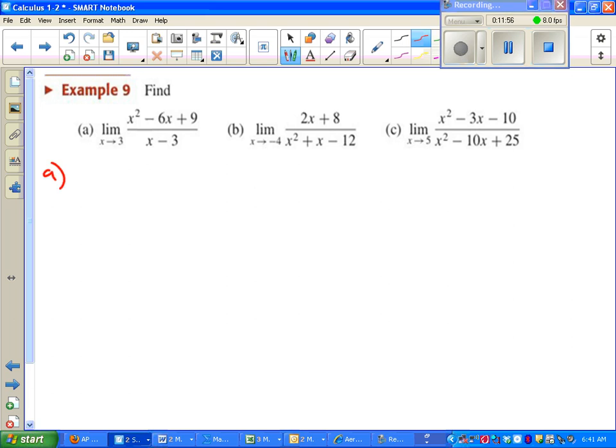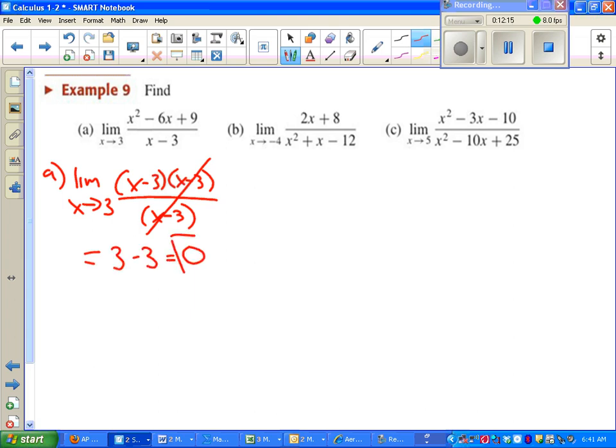However, if we factor the top, we can cancel out one of the x minus 3's, and now direct substitution works. It's worth noting that the limit and the function value itself, if I were to figure out f of 3, I don't necessarily get the same thing. If I plug f of 3 back into this original equation, I get undefined.